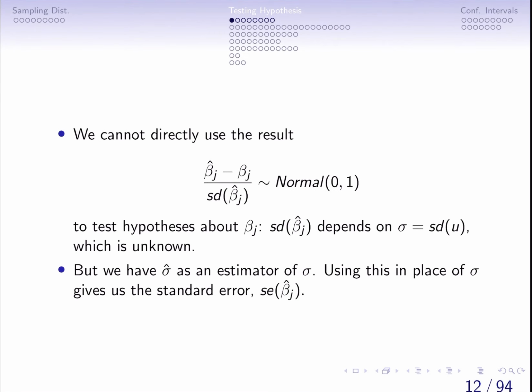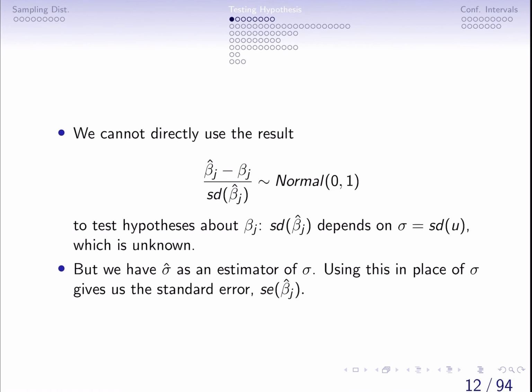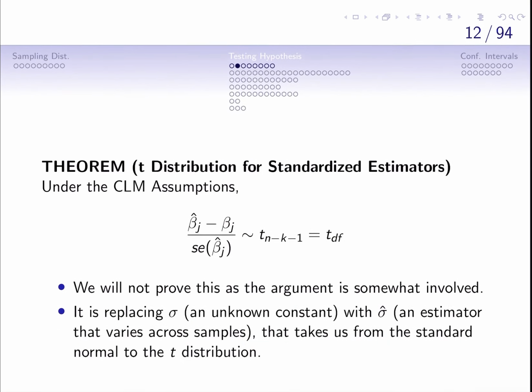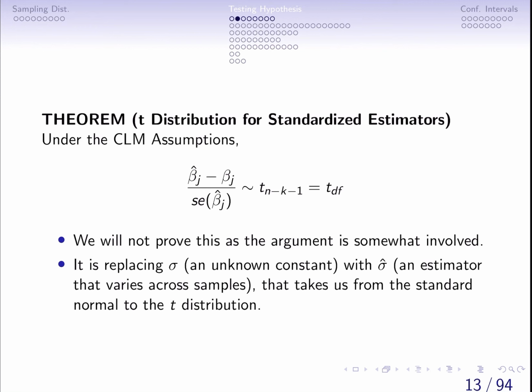Okay, but now the issue is that the standard deviation of beta hat j depends on sigma. Sigma is unknown, so we have to replace sigma with an estimator, sigma hat. And when we replace sigma with sigma hat, we will move on to talking about the t distribution.